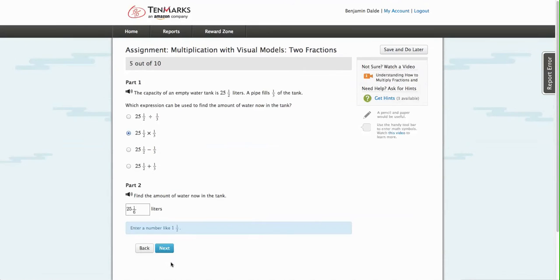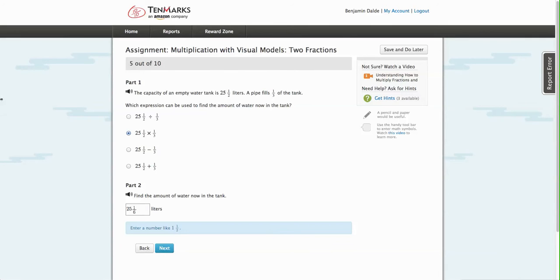The capacity of an empty water tank is 25 1/2 liters. A pipe fills a third of the tank. Which expression can be used to find the amount of water that is in the tank now? Okay. Oh, I see. Okay, all right.